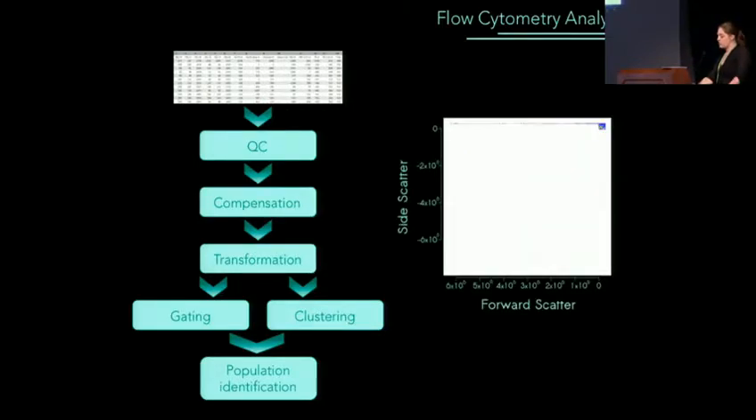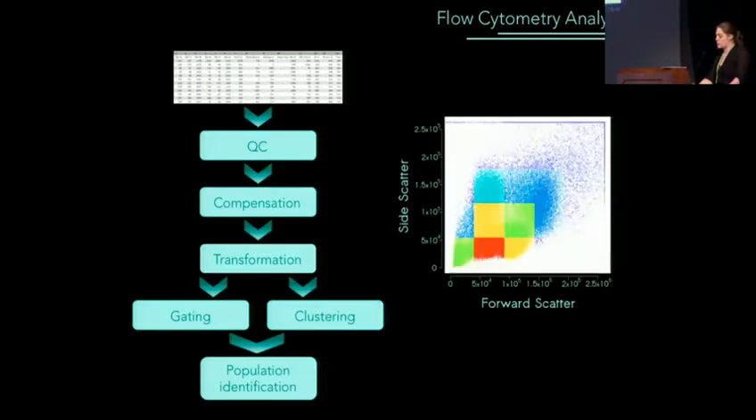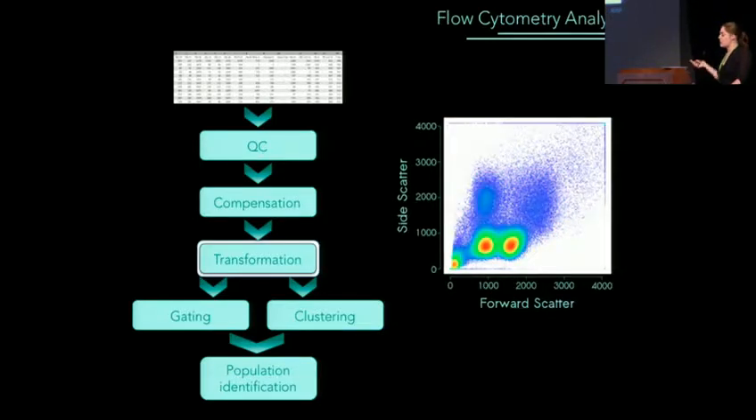Then you do transformation, because again, your raw data looks like this. And that blob at the top corner here really looks like this. So you can't really do anything meaningful with this, so you need to transform the data. There are 5 or 6 different algorithms currently that people kind of fight about which one is the best one. But once you transform your data, you end up with something that you can actually work with.